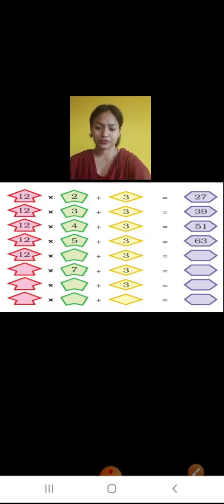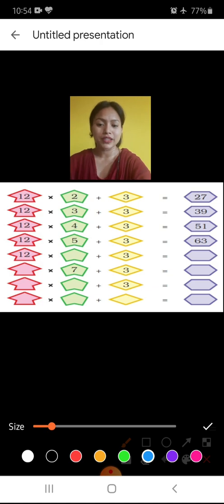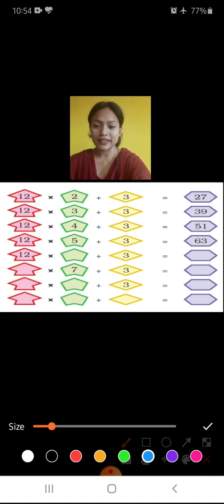See this one. Here you have to multiply 12 by 2, then add 3, and you get 27. Then 12 by 3, 12 threes are 36, 36 plus 3 is 39. Then 12 multiplied by 4 is 48, 48 plus 3 is 51. Similarly, 12 multiplied by 5 is 60, 60 plus 3 is 63. Then 12 multiplied by 6, 12 sixes are 72, 73, 74, 75. So what will come? 75.